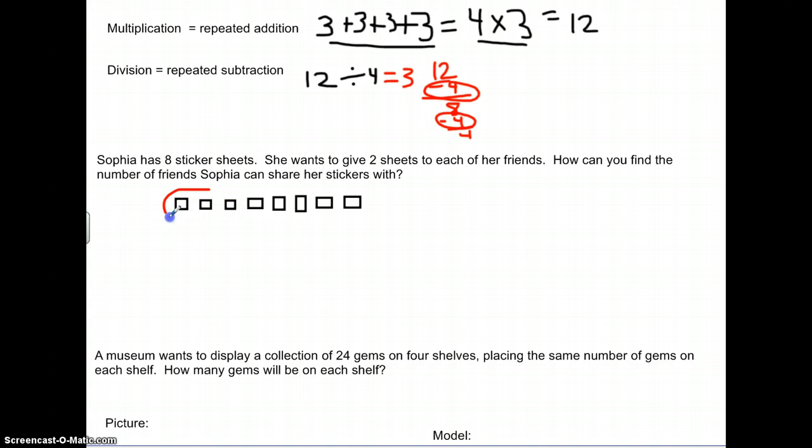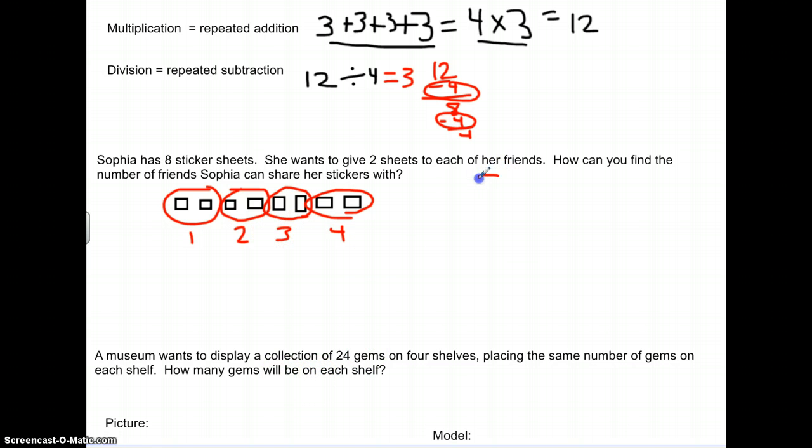And I'm going to give these 2 to friend number 1. I'm going to give these 2 to friend number 2. These 2 to friend number 3. And these 2 to friend number 4. It's that easy. How many friends can she have? Here's 1 friend, 2 friends, 3 friends. She can have 4 friends she can share that with.